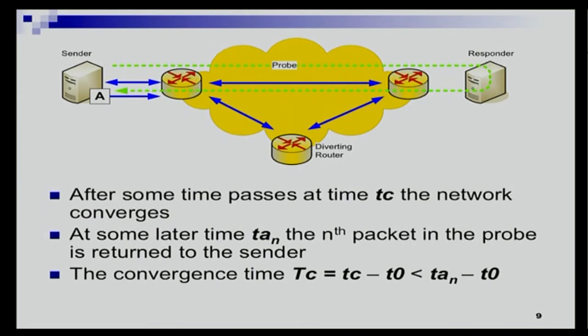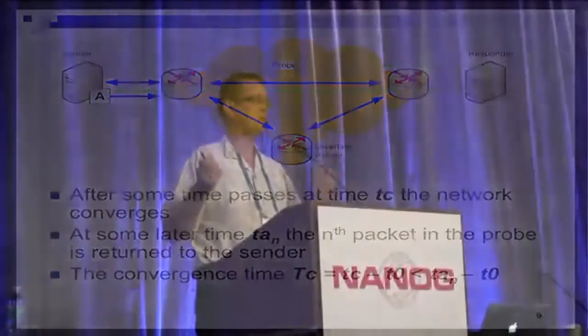and after some time passes and that information is propagated through the network, at some time TC, the network will have converged. And at that point, the network can actually return the packets back to the sender. So sometime after that happens, the first probe, packet N in the probe, will actually arrive back at the sender at some time TA of N. So then you can write a relation here. The convergence time, which is equal to the actual TC minus T0, is going to be less than the arrival time of packet N minus T0.